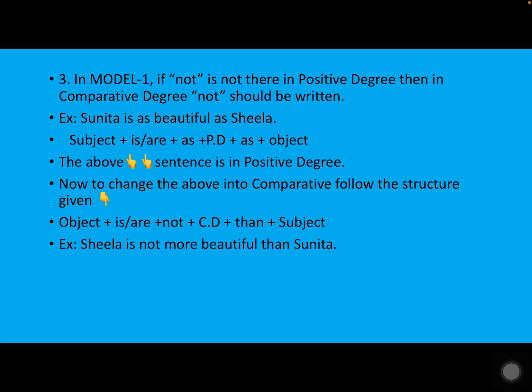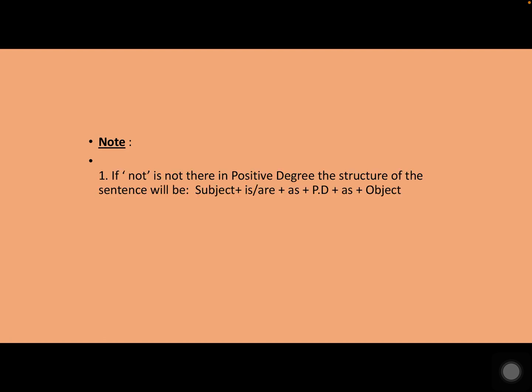So just have a look: whenever we have a comparison between two things, this is the way we change from positive degree to comparative. Understood, children? The first type. One more note, just remember for this model, if not is not there in positive degree, the structure of the sentence in positive degree will be like this: subject plus verb plus as plus positive degree plus as. As plus positive degree plus as will be there if not is not there in positive degree.